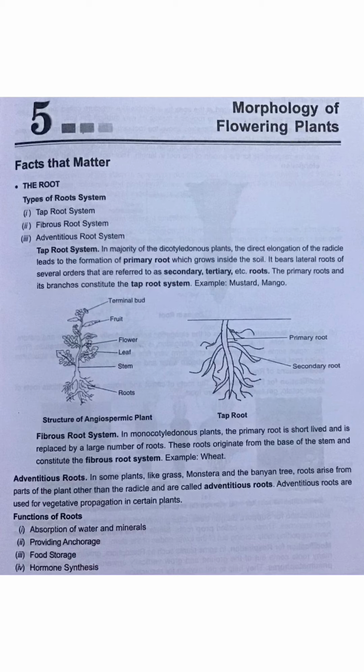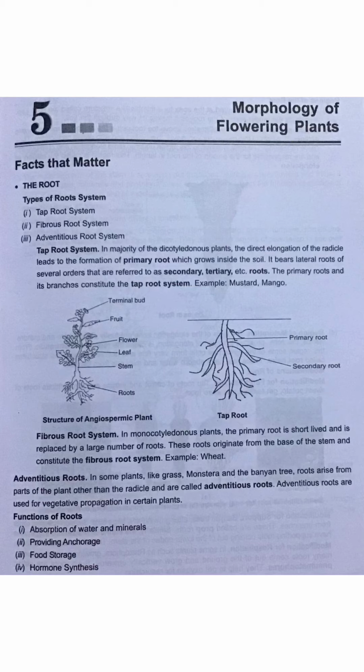Then one more function that is performed by root is that it provides anchorage in the soil. It holds the plant in the soil, as well as some of the roots store food and some synthesize hormones. Let us see the types of roots. There are two types of roots, taproot system and fibrous root system.